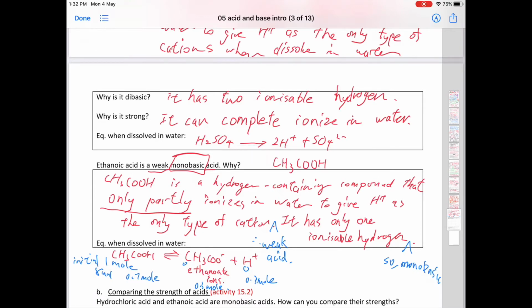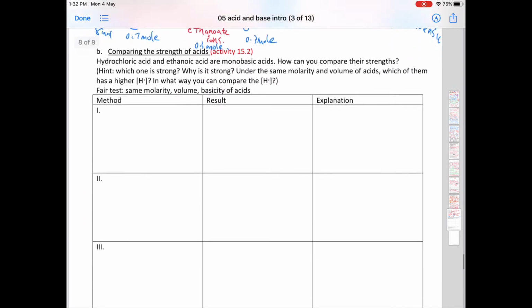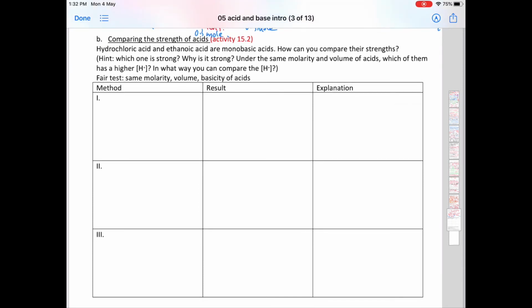After you know the definition for strong or weak acid or alkali, then it's time for the experimental part. When you have two acids, for example in this case hydrochloric acid and ethanoic acid, how can you know which one is a stronger acid? What is the definition of being stronger? Being stronger means that it can more completely ionize, and in order to make it a fair test, we have to ensure that the two solutions have the same molarity and the same volume.